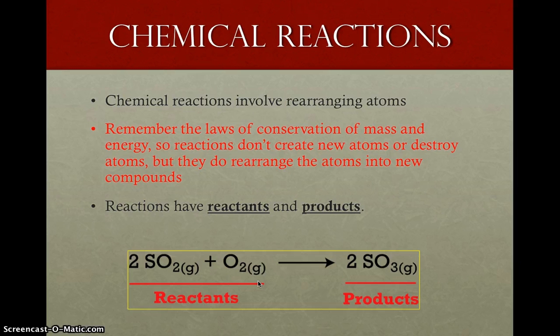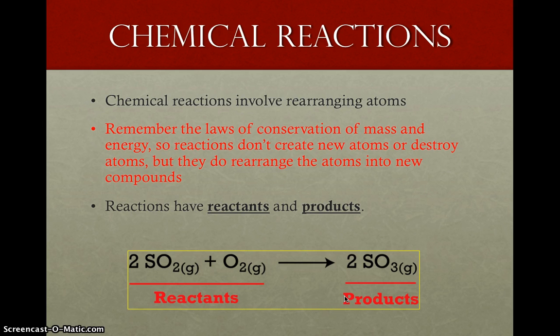Products and reactants, number 2 and 3 on your study guide. You need to know reactants react. We read from left to right in the English language. So reactants are what we start with. Products are what we end up with. So reactants left, products right.